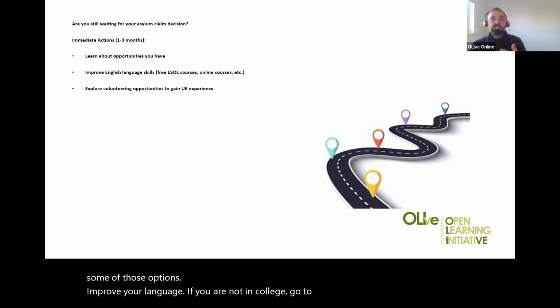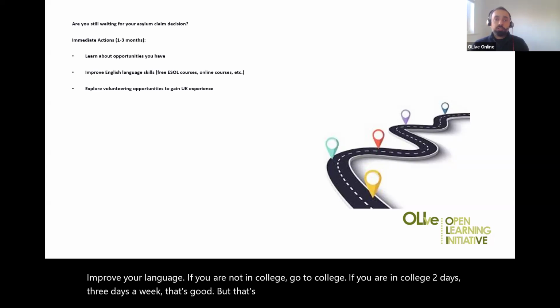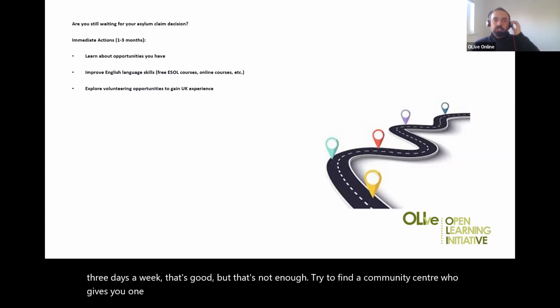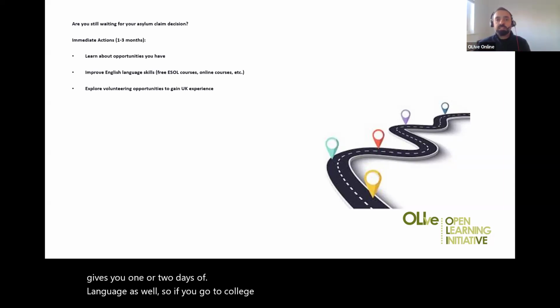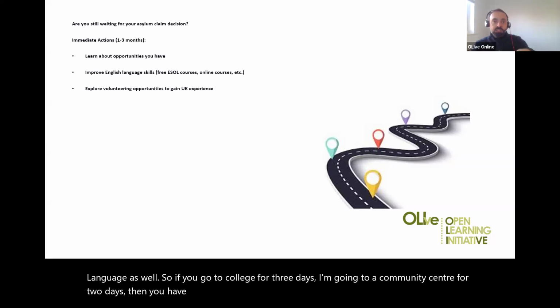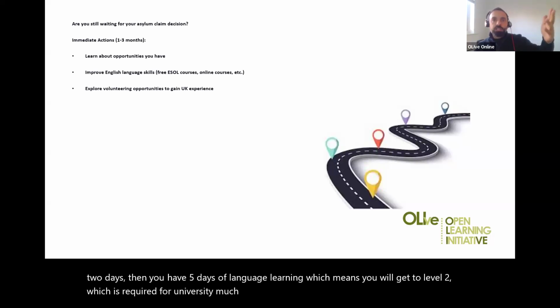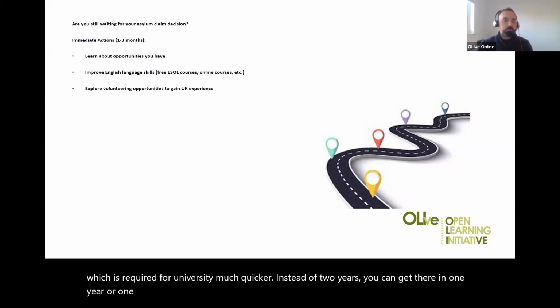If you are in college 2 days, 3 days a week, that's good, but that's not enough. Try to find a community center who gives you 1 or 2 days of language as well. So if you go to college for 3 days and go into a community center for 2 days, then you have 5 days of language learning, which means you will get to level 2, which is required for university, much quicker. Instead of 2 years, you can get there in 1 year or 1 year and few months.